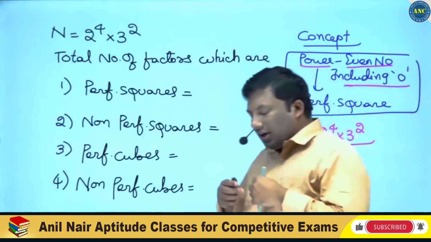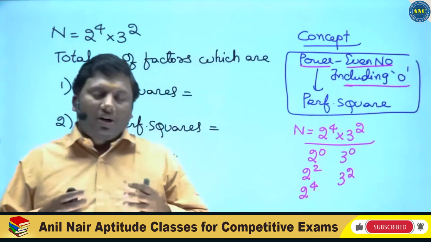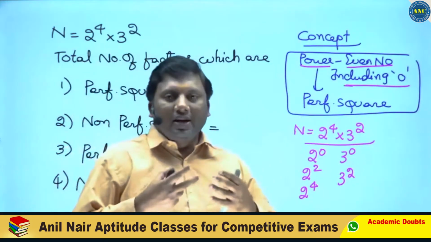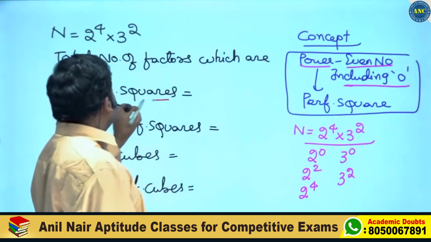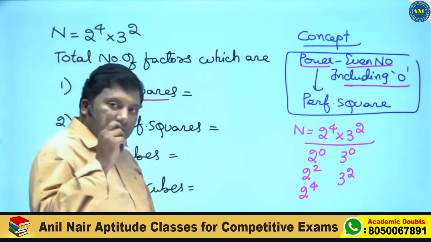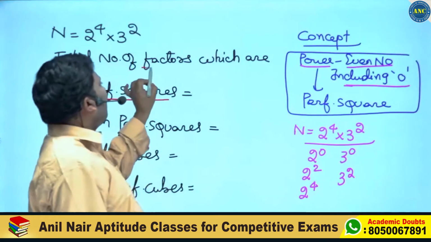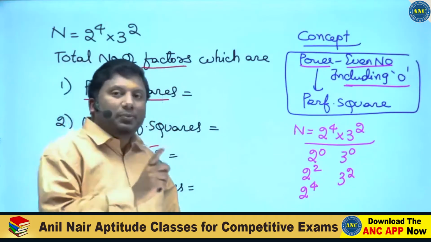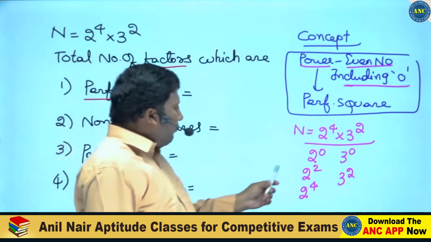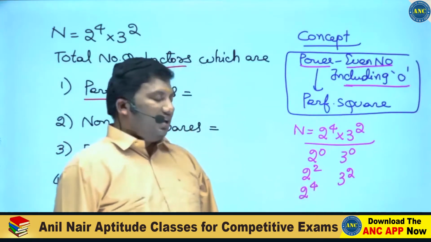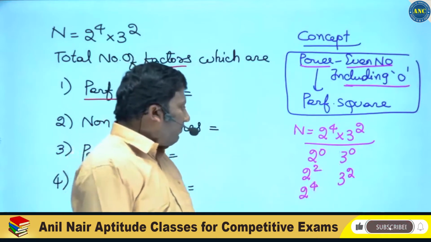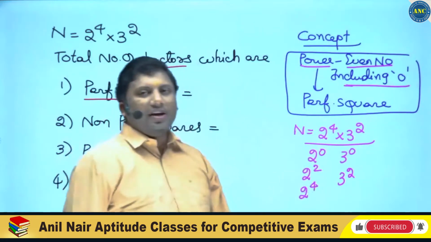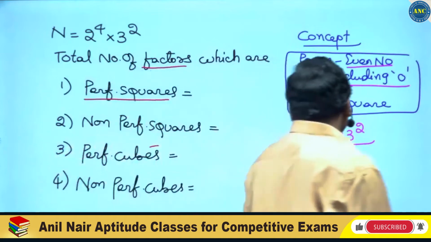Hey Anil sir, why have you not taken 2 power 1? Not possible. Sir, why have you not taken 2 power 3? Not possible. If I want the factors which are perfect squares, power should always be an even number, including 0. 4 into 9, 36, it is a perfect square. 16 into 1, 16, it is a perfect square. 1 into 9, 9, it is a perfect square.